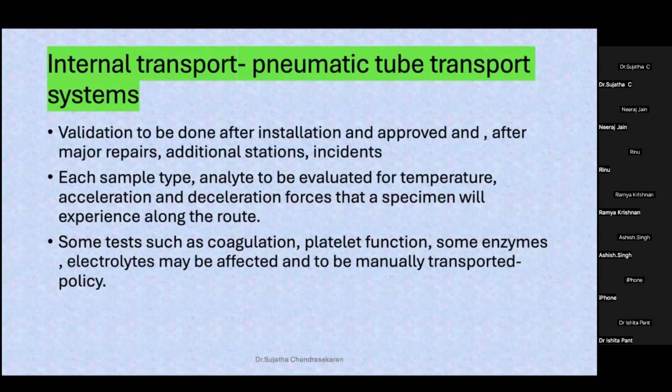How long do we repeat this? Whenever there is a major repair, whenever there are additional stations added to the system, or if there is an incident of some kind of a leak, some kind of a vacuum loss, mishaps, then the validation has to be redone. And for each sample type, the analyte has to be evaluated for the temperature, acceleration.